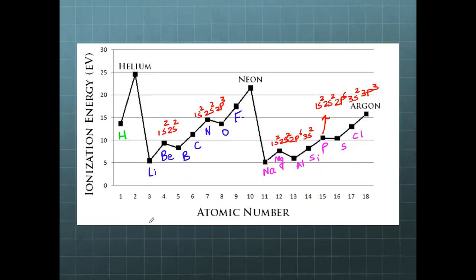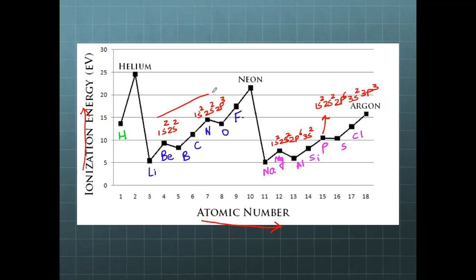So we have a graph of atomic number and ionization energy. If you look closely, this is period 1, this is period 2, and this here is period 3. The trend for periods is that as we move across a period, the ionization energy is increasing, and that's a general trend. We see that from lithium to neon, the ionization energy is increasing.